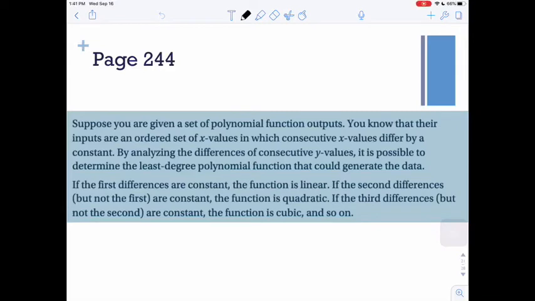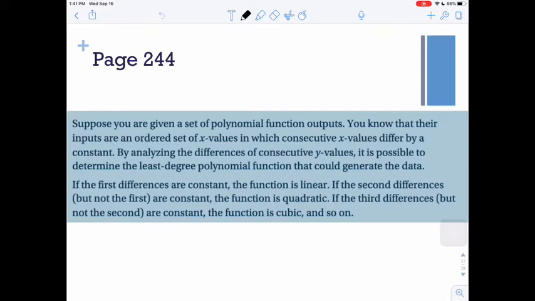Section 4.1, example 4, page 244, says: suppose you are given a set of polynomial function outputs. You know that their inputs are an ordered set of x values in which the consecutive x values differ by a constant. By analyzing the differences of consecutive y values, it is possible to determine the least degree polynomial function that could generate the data.